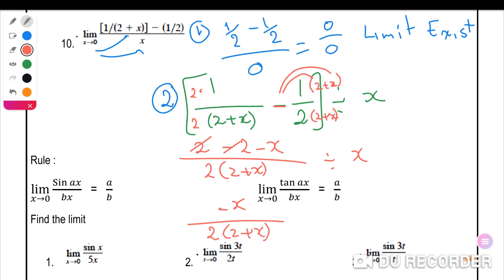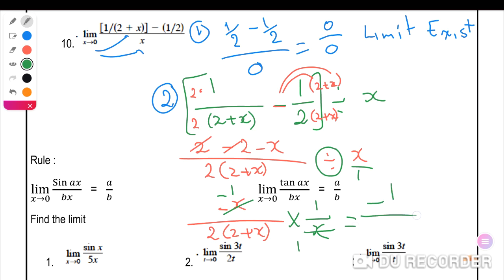Clear? I'm sorry because I write here in another question. Okay. Then change division to multiply by the reciprocal. It means numerator will be denominator and denominator will be numerator. Then simplify. Divide x by x, it will be negative 1. Do you have any more simplification? No. It will be negative 1 over 2 multiply 2 plus x.